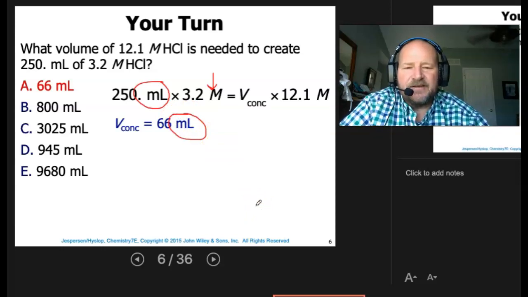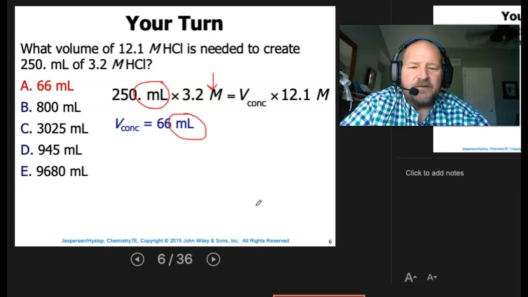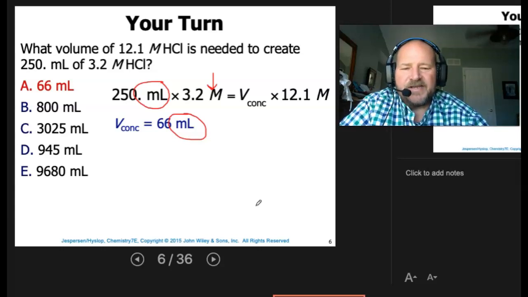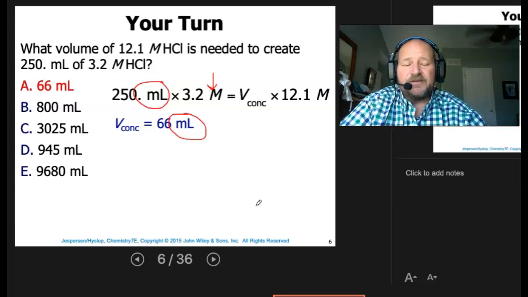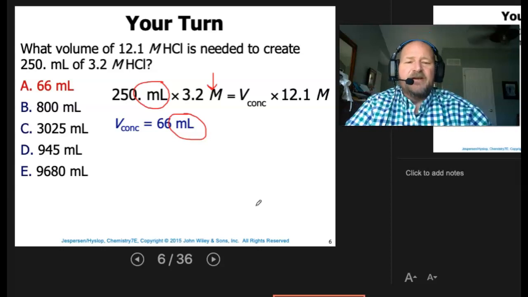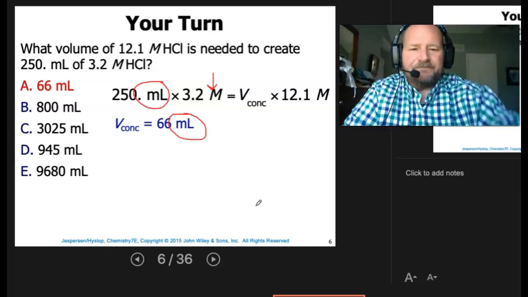We'll see in gas laws when it comes to temperatures, we can't just willy-nilly it and throw whatever units we want in there. Things have to be done a right way with units. But for these, as long as you're letting your milliliters work through, letting your molarities cancel out, or your percents, because you could do percent solution, all of that works out to be the same.